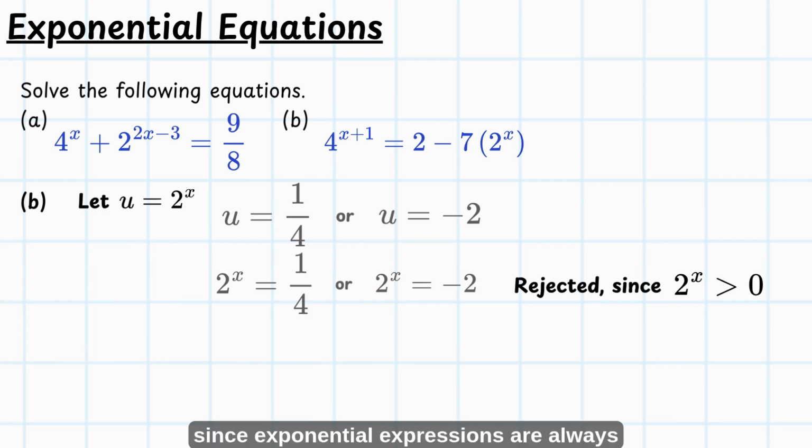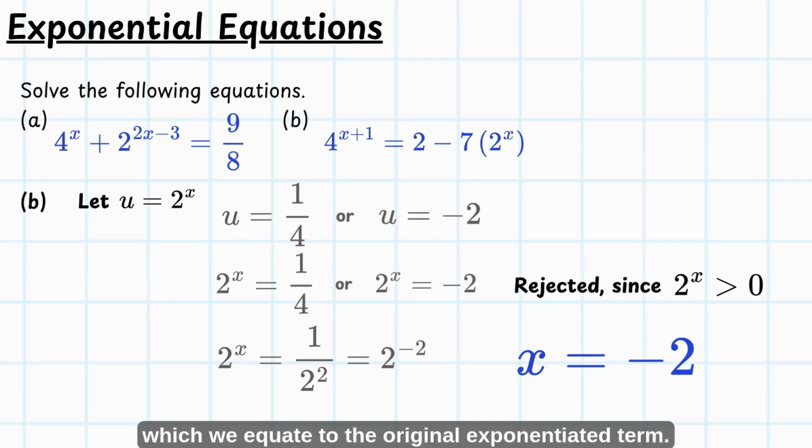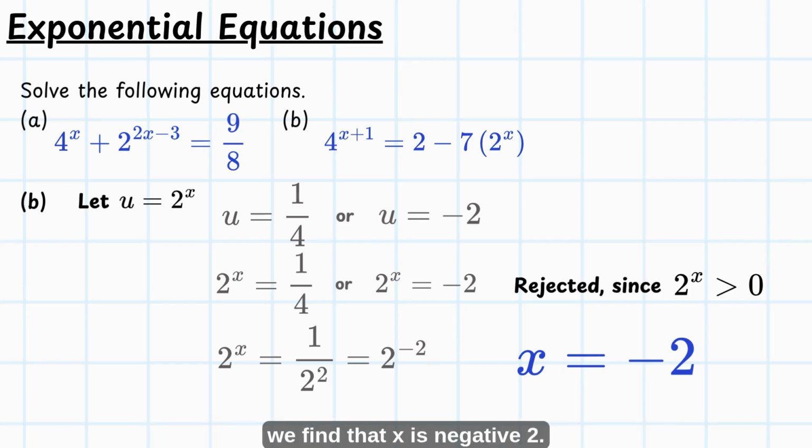However, since exponential expressions are always positive and can never be negative or 0, we reject -2. This leaves us with 1/4, which we equate to the original exponentiated term. Solving for x, we find that x is -2.